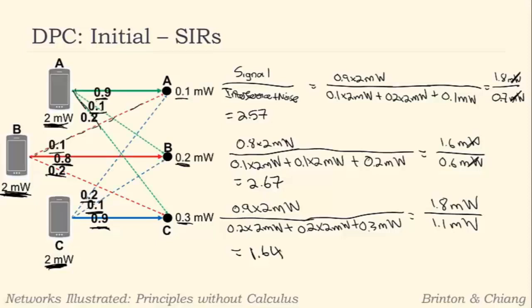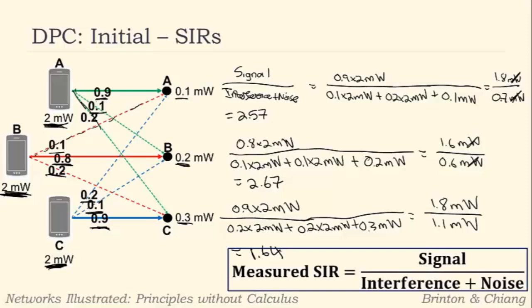And so just to tabulate this equation for the measured SIR, it's equal to the signal over the interference plus the noise, as we just saw. And so that's what we need to do to compute these initial SIRs.